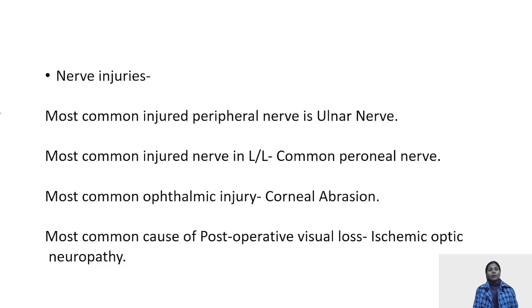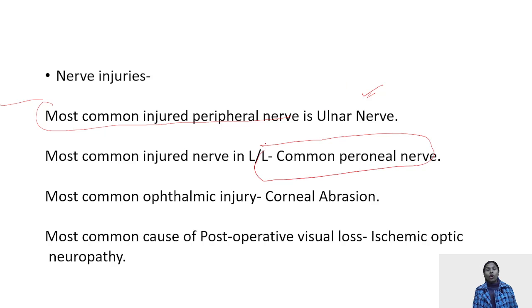Then this is something that you all have to remember: the nerve injuries. The most common injured peripheral nerve is your ulnar nerve. Most common injured nerve in lower limb is common peroneal nerve. Most common ophthalmic injury is corneal abrasion, and most common cause of post-operative visual loss is ischemic optic neuropathy. Please remember whatever is written on the slide.